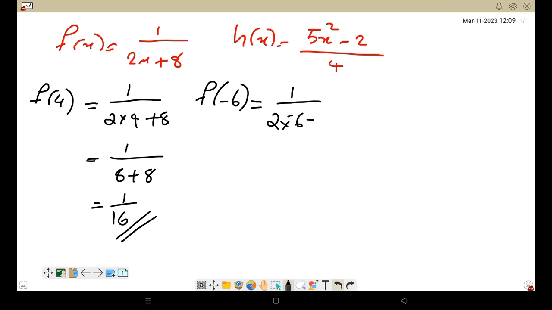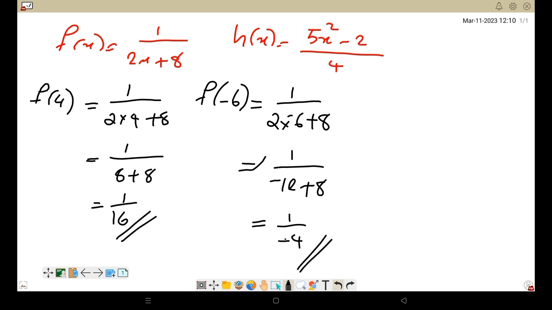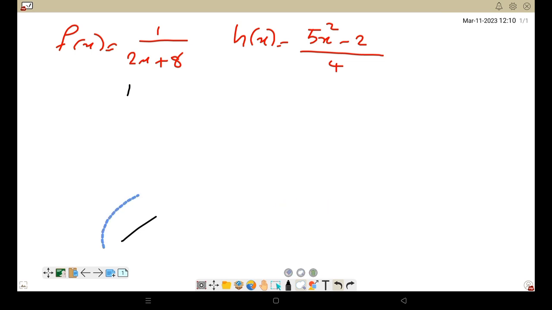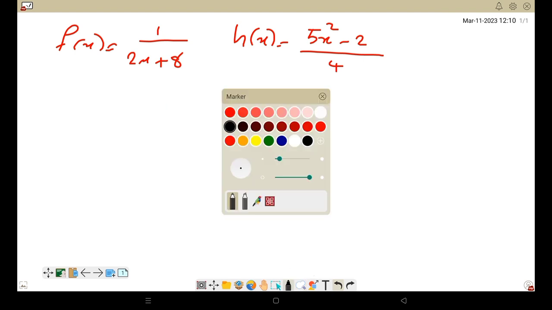Next, f of minus 6. F of minus 6 is the same: 1 by 2 times minus 6 plus 8, that is equal to 1 by minus 12 plus 8. What is minus 12 plus 8? 1 by minus 4. Okay, this one is the answer. Clear? Next one.